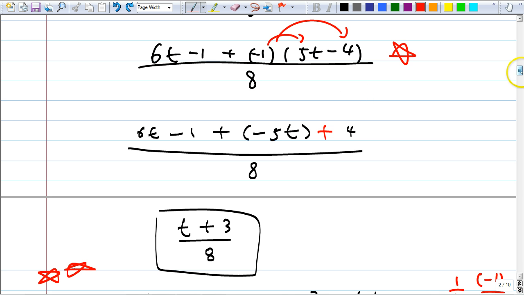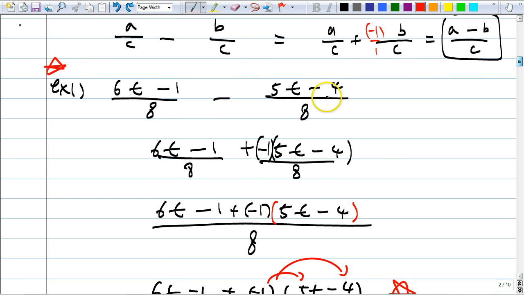And remember, the fraction bar acts as a grouping symbol. There's a parentheses around here. Isn't that right? Be careful. Isn't this what this really means? So when you change this to addition, you know that you have to distribute the negative 1 to both of the terms. Okay? Any questions?